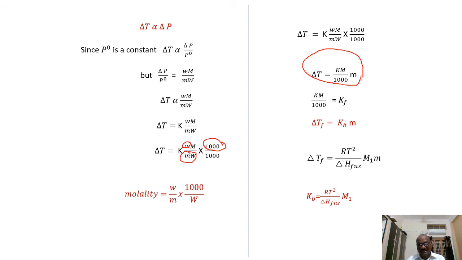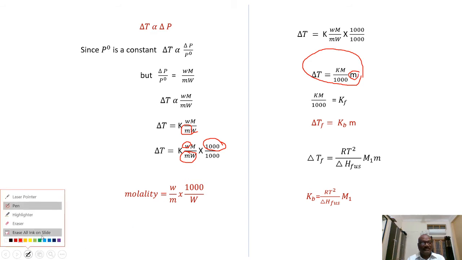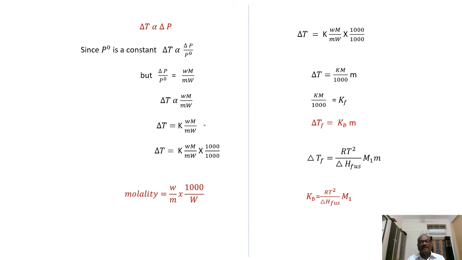Small m is the molality here, please. There should be no confusion between this small m and the other small m. This small m represents molality, you have to remember that. In the earlier equation, the small m represents the molecular weight of solute.